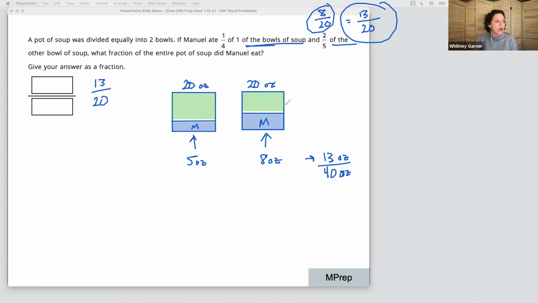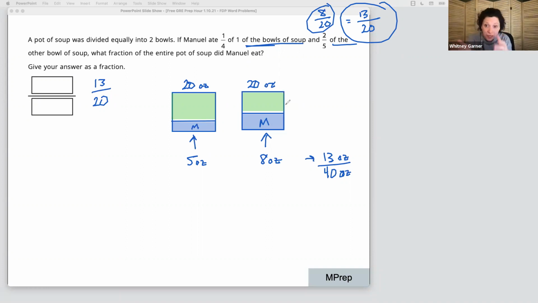And so at a minimum, I could say to myself, okay, wait, 13 over 20 can't be right because Manuel doesn't even get a whole bowl of soup. Poor Manuel isn't even getting one. Poor Manuel's getting some small portion of the bowl of soup. And this is a strategy that you can use right away.